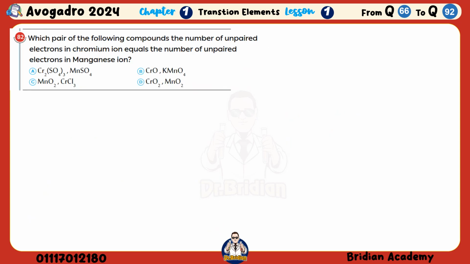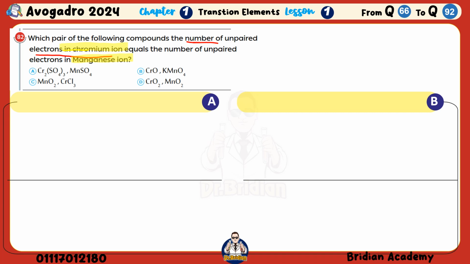Question number 82. In which pair of the following compounds is the number of unpaired electrons in the chromium ion equal to the number of unpaired electrons in the manganese ion? In this question, he asked about a comparison between the number of unpaired electrons for each one of the following choices. Okay, we will divide our board into choice A and choice B. Choice A, we have chromium trisulfate.